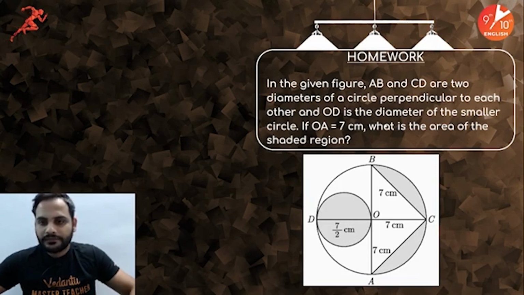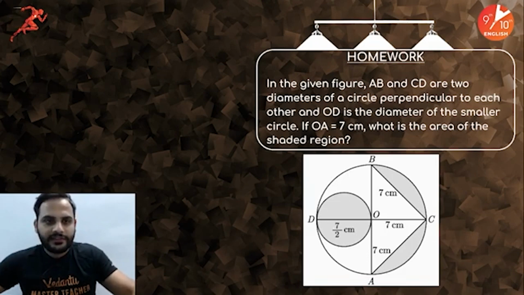All right. If OA is the radius, OA is 7, OB will also be 7, OC will also be 7, OD will also be 7. And this is the radius for the smaller circle, 7 by 2 centimeter, which is written over here. What is the area of the shaded region?